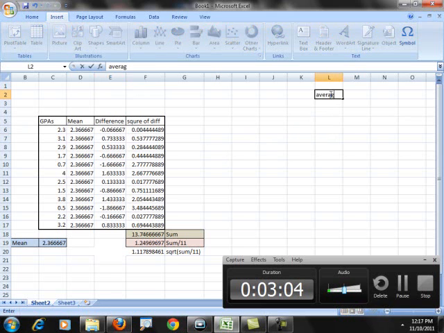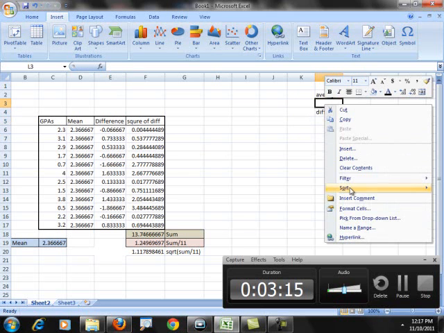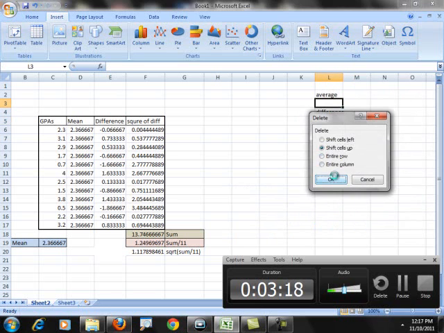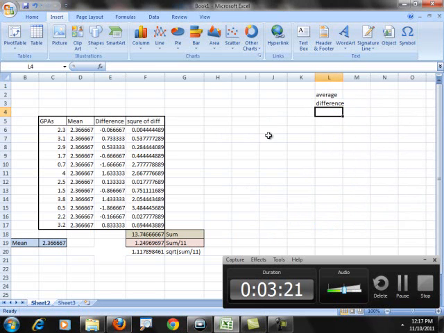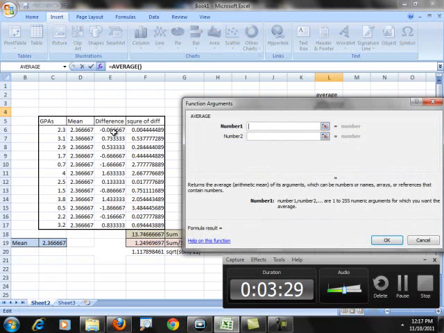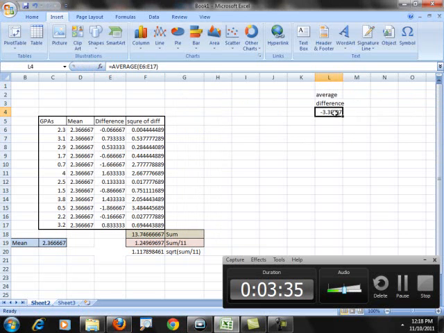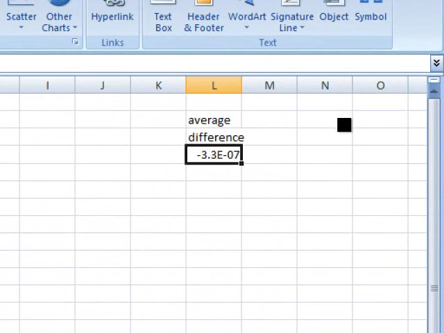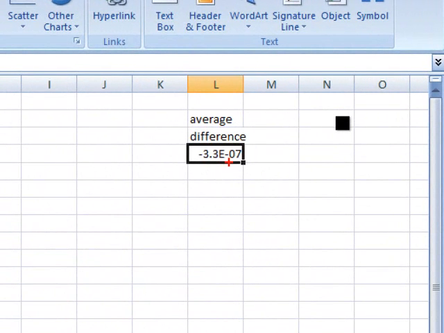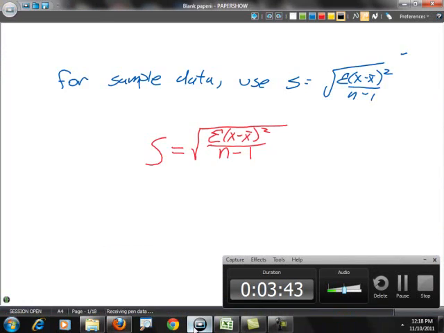The average difference from the mean. Let me delete that cell and shift them up. Okay, so for the average difference, this is going to be equal to the average of the differences. And this value is going to be very close to 0 only because of rounding. It should be 0, but you see this e to the negative 0.07. That's a very small number.